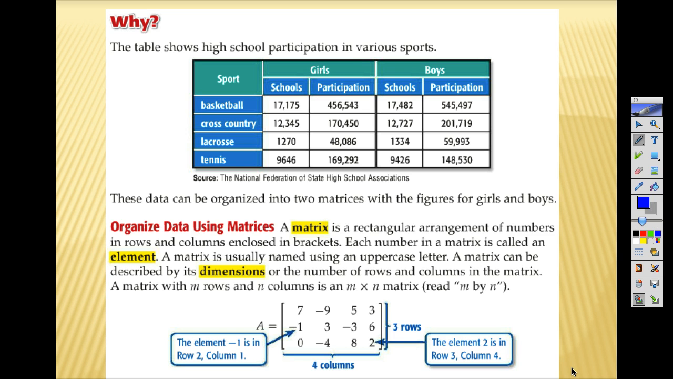Okay, and if you want to identify each element, for instance this -1 here, the element -1 is in row 2, column 1. So it's in the second row, and then the first column. The element 2 is in row 3, the third row, and the fourth column. For instance, this element 3 is in the second row and the second column. So it's in row 2, column 2.